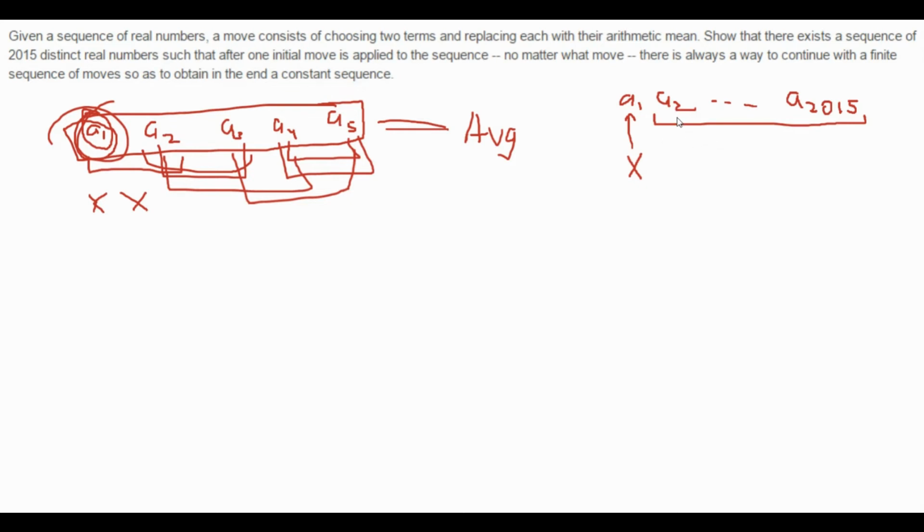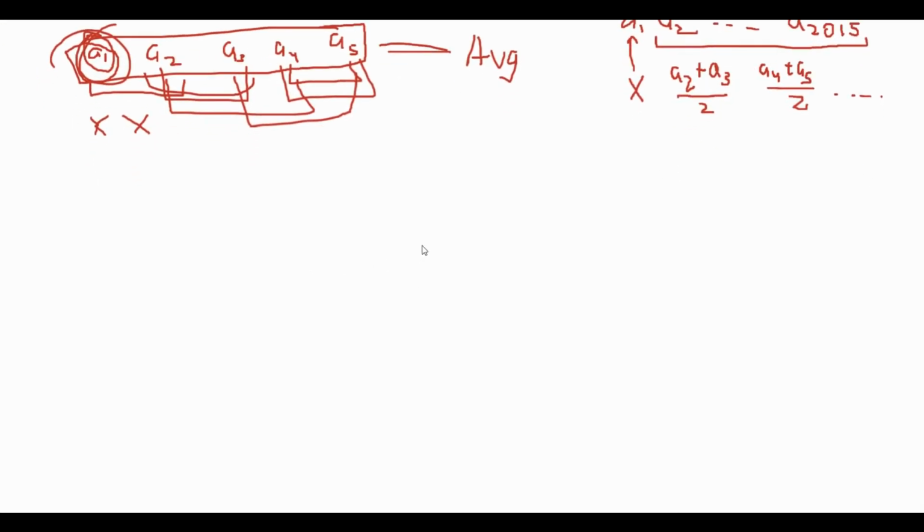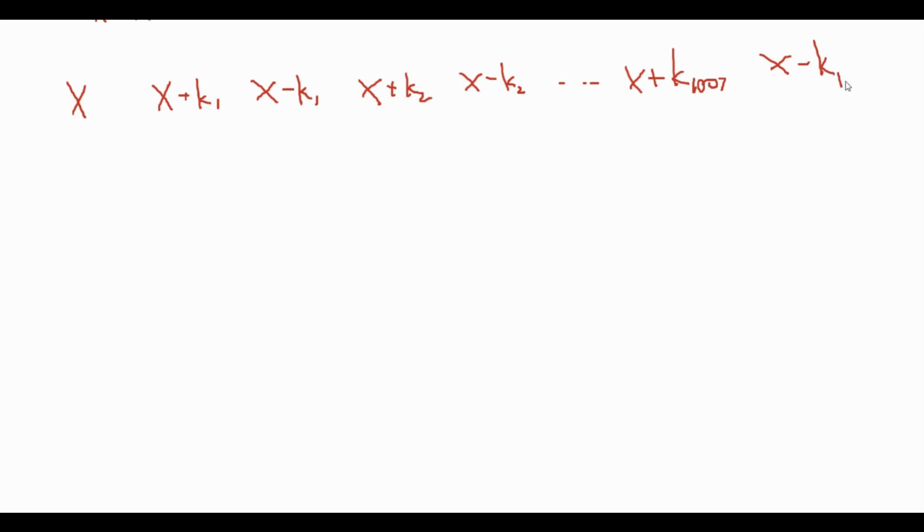So what if A2 and A3 average together to equal x, and A4, A5 average together to equal x, all the way to the end? Maybe this sequence works. So let's construct the sequence. Let x be the average, and the next numbers can be x plus k1 and x minus k1. If we average these two, they become x. Then x plus k2 and x minus k2 average together, all the way to x plus k1007 and x minus k1007. These two average together to equal x. So maybe this sequence works, and I will prove that it does work.